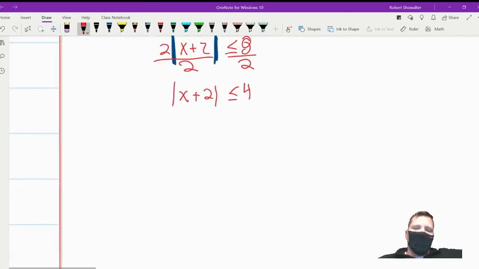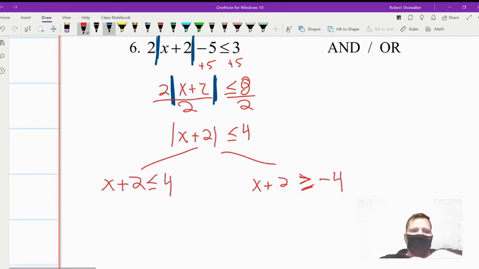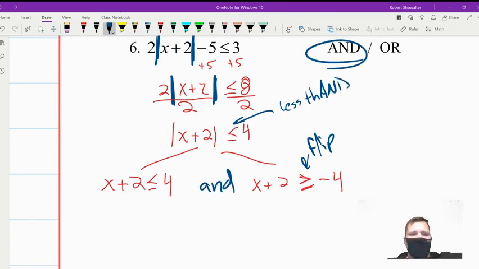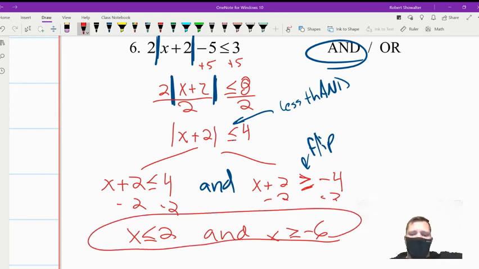Now, at this point, we can split it. This is where we get rid of the absolute value bars by splitting. We have the regular side. We have the negative side, and we flip the sign there. Remember, we flip this sign. Less than, that sign tells us less-thand, so it's an and problem, and we write the word and in between. Now, after we do that, we can keep solving. Minus 2, x is less than or equal to 2, and minus 2, x is greater than or equal to negative 6. That winds up being our solution.